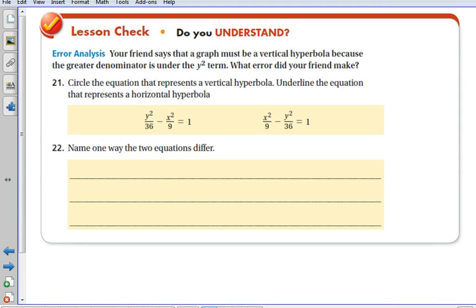Okay, what's going on here? It says circle the one that's vertical. Which one is vertical? Okay, underline the horizontal one. Name one way that the two equations differ. One's vertical, one's horizontal. One has a positive y squared, one has a positive x squared. Okay, I don't care if you write anything down, it's your notes, but I just want to know that you understand the difference.